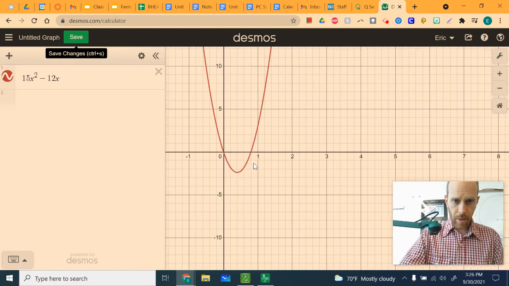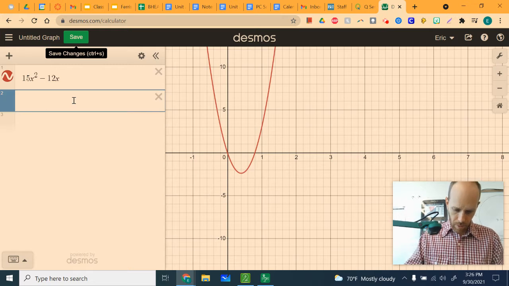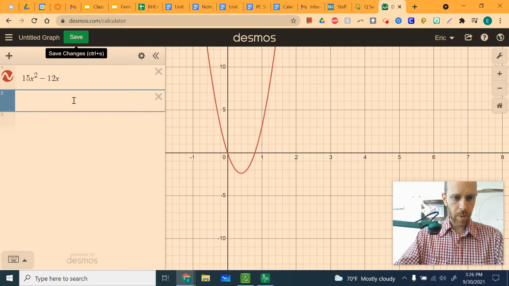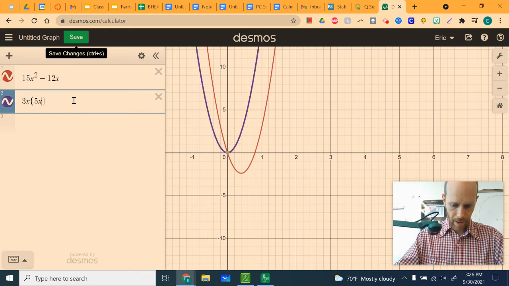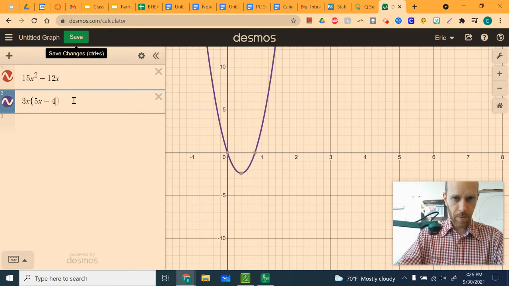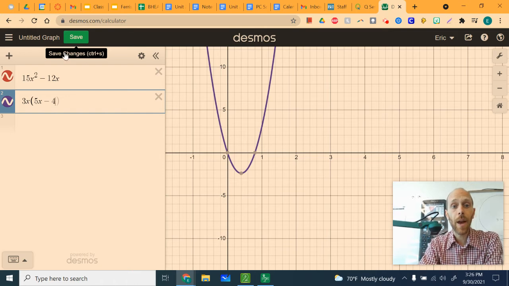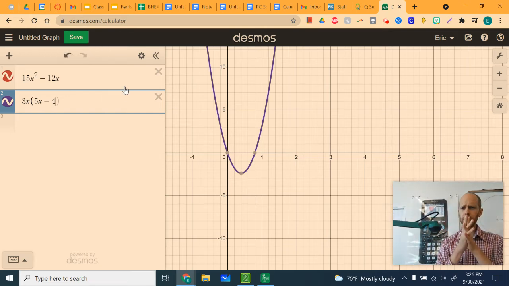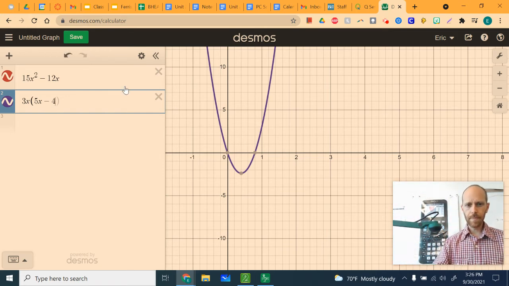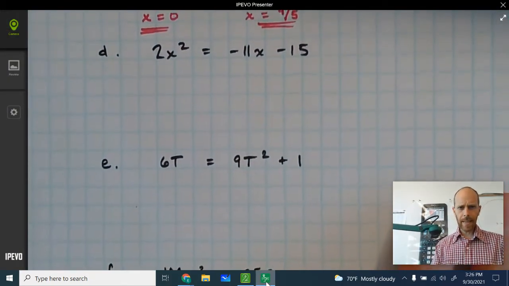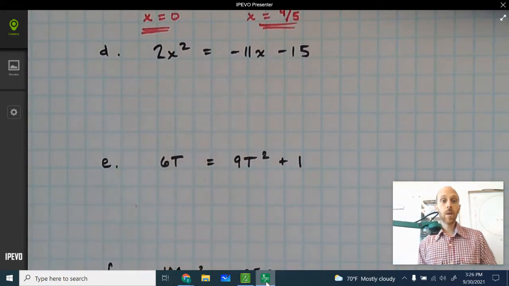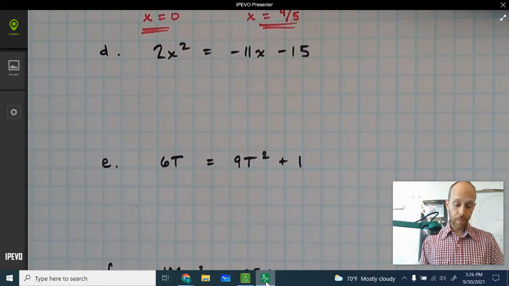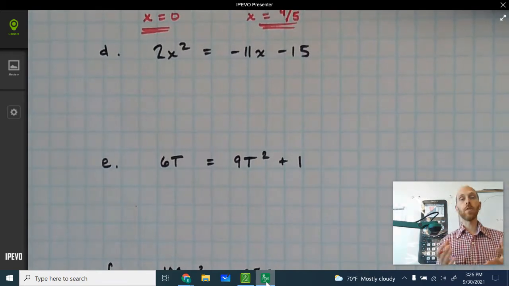Let's see, where are our solutions for this guy? Okay, there they are. There's our two solutions. And then below you can type in our factored form, which was 3x multiplied by 5x minus 4. And the two graphs should fit together like a glove. Beautiful. Let's keep rocking and rolling. Taking a look at D. D is the first problem where our quadratic is not set equal to 0. So what we're going to have to do is move everything over to one side.